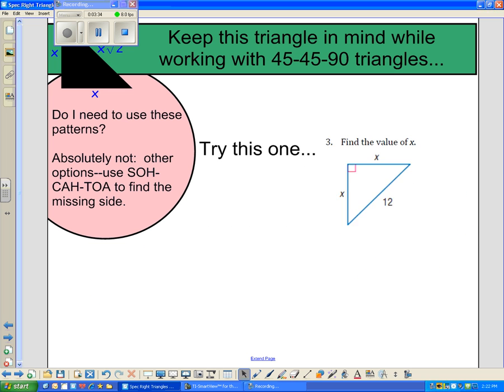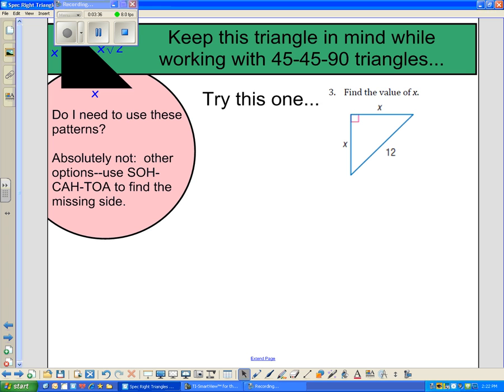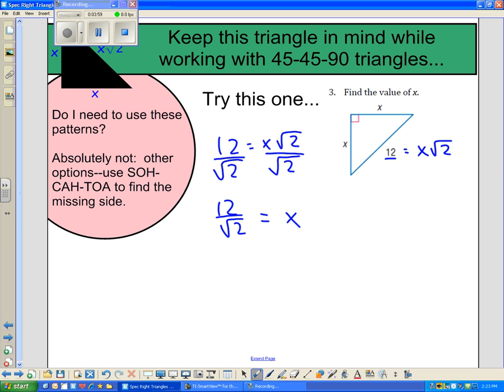Number 3, a little bit tougher. Now you know the hypotenuse, so you know that this is equal to x root 2. This is where things get a little interesting. You've got 12 is equal to x root 2. You need to find x. So you're going to divide by the square root of 2, divide by the square root of 2. So I've got 12 over the square root of 2, which is equal to x.